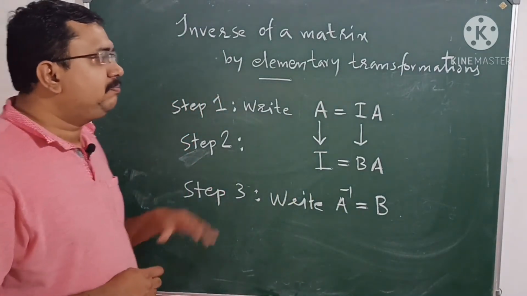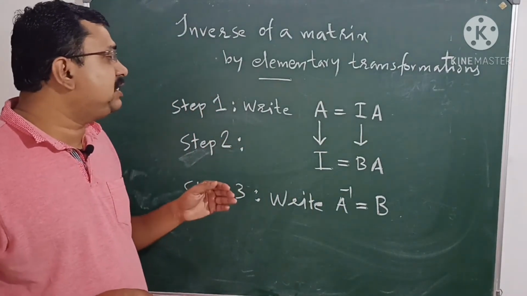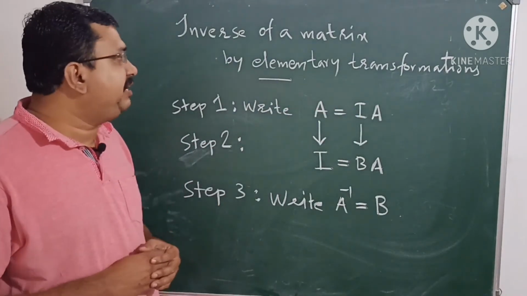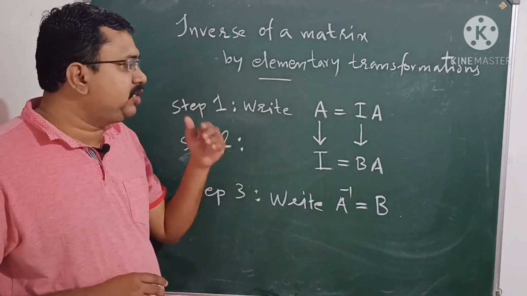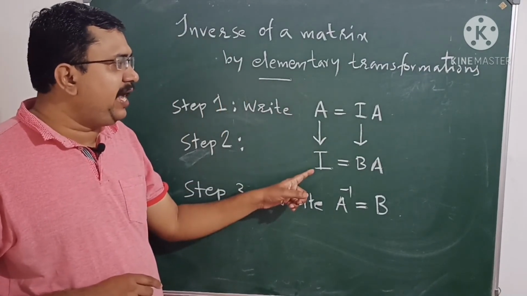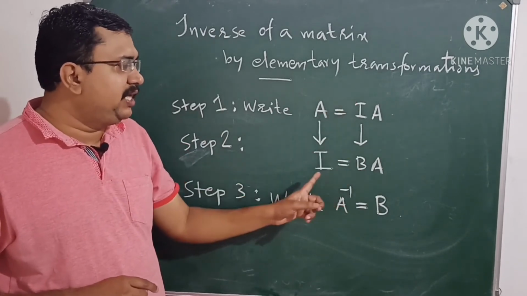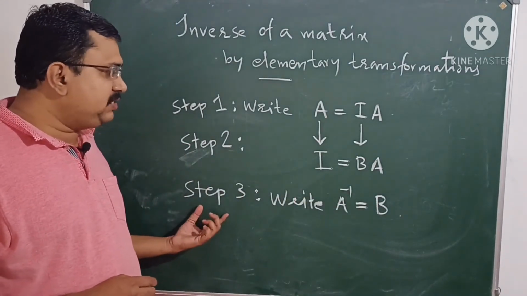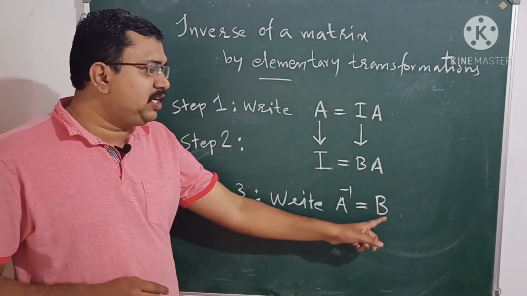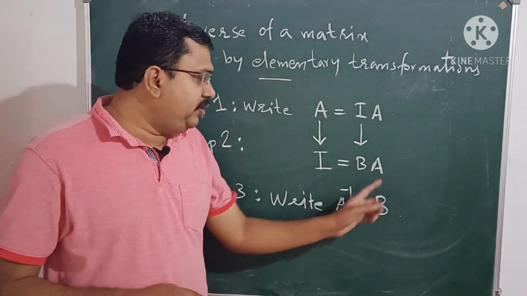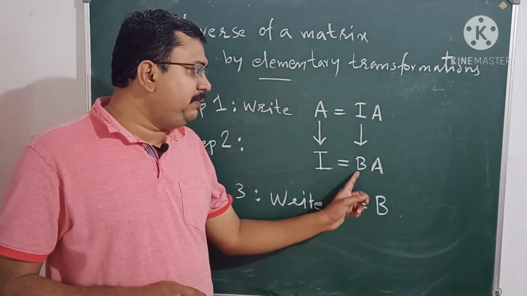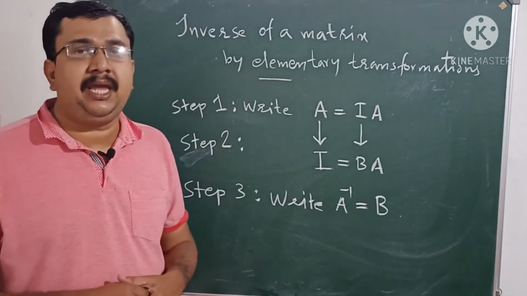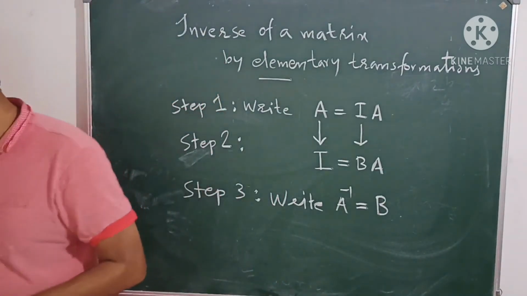What are the three important steps? The first one is write the matrix A as A is equal to I into A. Then we apply elementary transformations so that A is converted into I and I is converted into B. Therefore, now we get I is equal to BA. Step 3 is very simple. Write A inverse equal to B, so that B into A becomes I. Now we can check these steps using a simple example. Okay, listen.